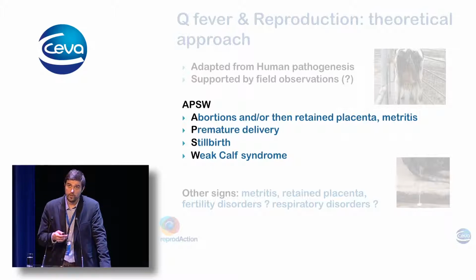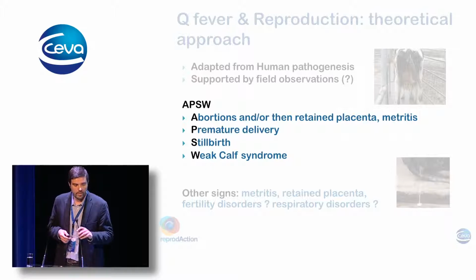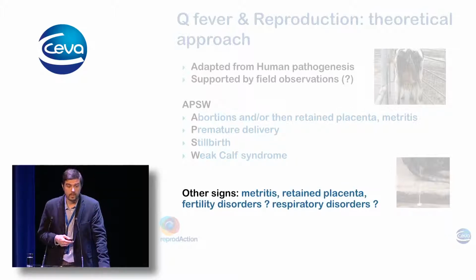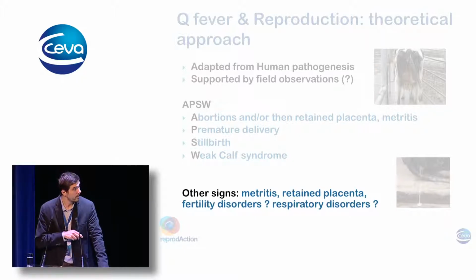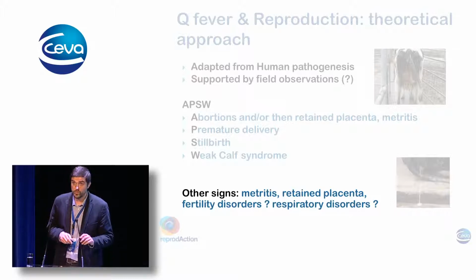But for sure, for any pathogens leading to abortion, you can also have premature delivery and stillbirth, or more generally, weak calf syndrome. And other signs are very frequently reported or suspected by the practitioner on the field, consisting of metritis, retained placenta, fertility disorders, and respiratory disorders.